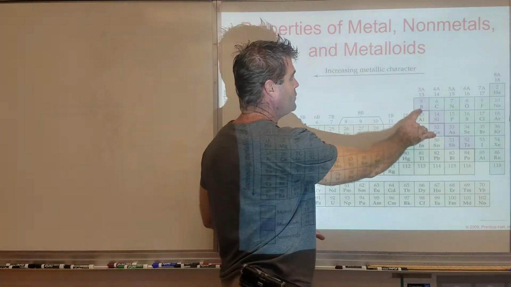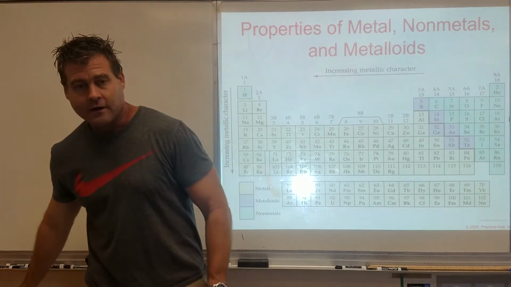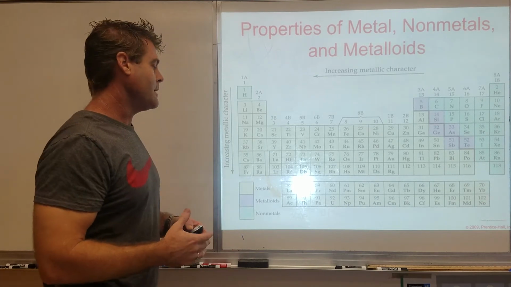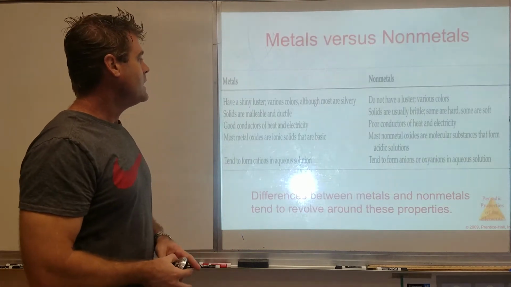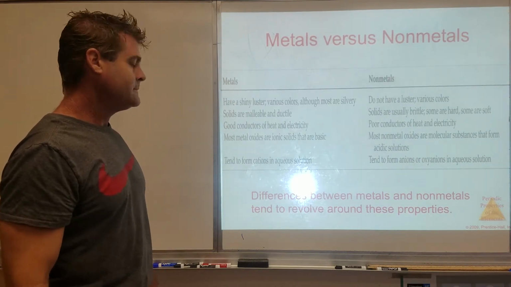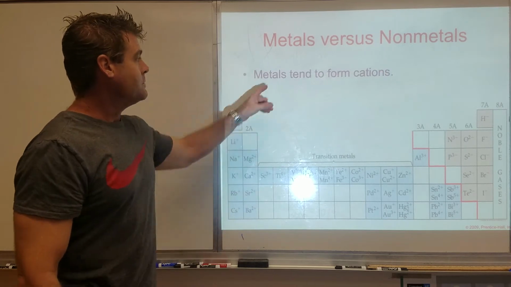And then there are a few metalloids. They're differentiated based on their properties. Metals have certain properties, nonmetals have certain properties, and so we're going to bring that up. That's a little hard to see. We're going to show you a little bit clearer. So metals tend to form cations.